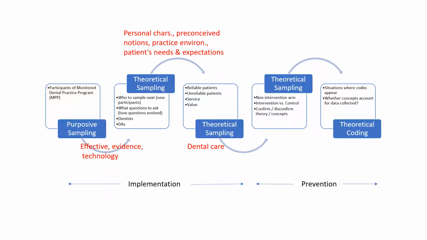Here are the steps involved in grounded theory. First, the researchers did a purposive sampling. They only sampled dentists or dental assistants who participate in the Monitored Dental Practice Program, or the MPP. And from data gathered from the purposive sample, they find that through the narratives, the common themes that emerged include effectiveness, evidence, and technology. So based on these newfound themes, they proceed to the second stage.